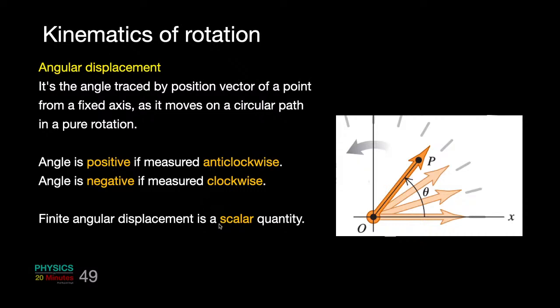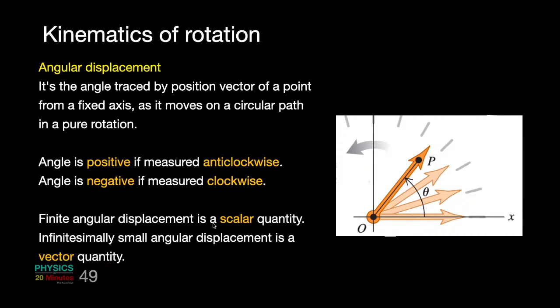Now, whether it's a scalar or a vector: when the angular displacement is finite, it is a scalar quantity. When it is infinitesimally small, it is a vector quantity. Now that may seem very odd to you. Same quantity, sometimes it's a scalar, sometimes it's a vector, but that is true.